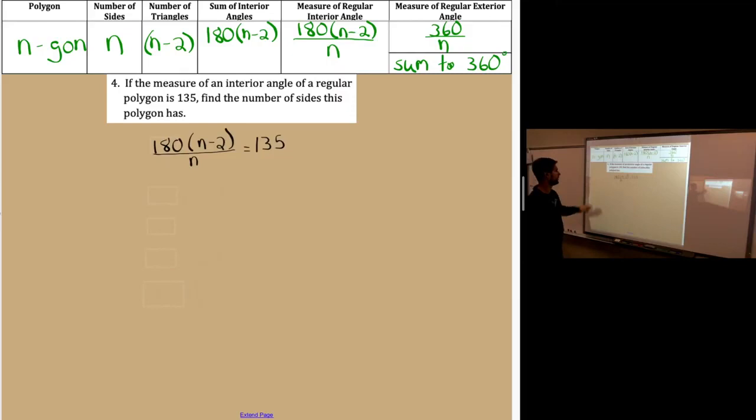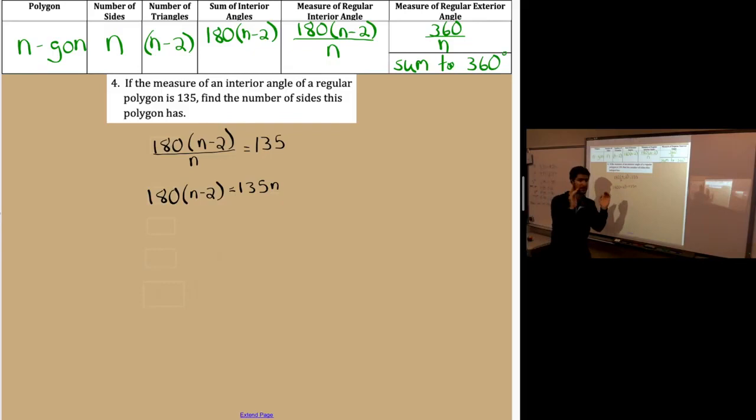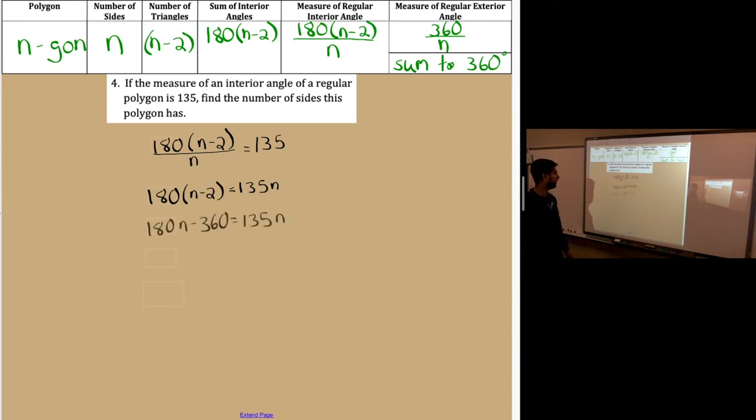So in order to solve, since it's being divided by n, I'm going to multiply both sides by n to get rid of that denominator. And then I'm going to distribute this 180 because it's 180 times, in parentheses, n minus 2. So I'm going to distribute that 180 to both terms there, giving me 180n minus 360 is equal to 135n.